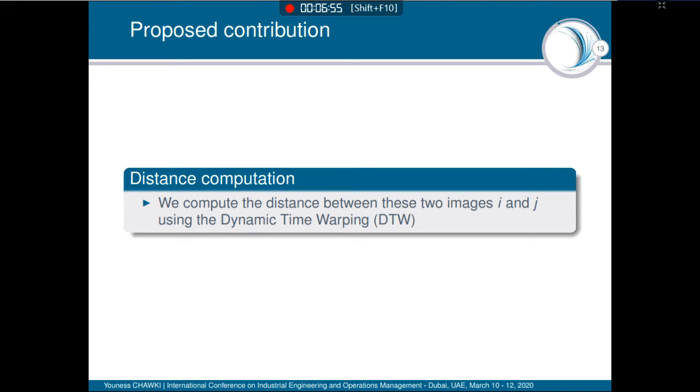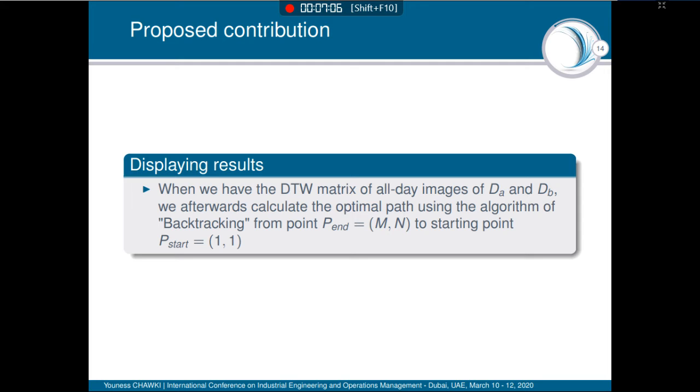For the distance computation, we compute the distance between these 2 images, E and G, using the dynamic time warping, DTW. For displaying results, after having the DTW matrix of all these images of dA and dB, we afterwards calculate the optimal path using the backtracking algorithm from the end point P end to the starting point P start.